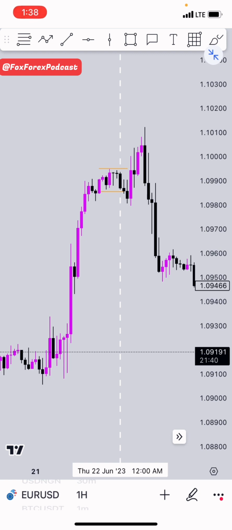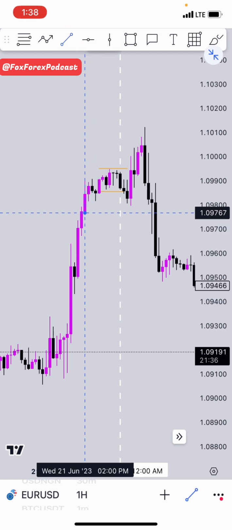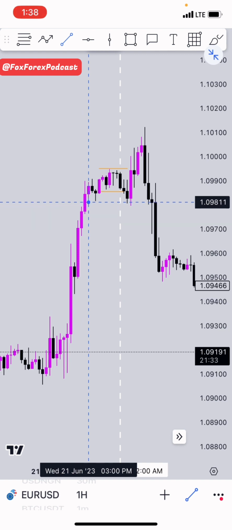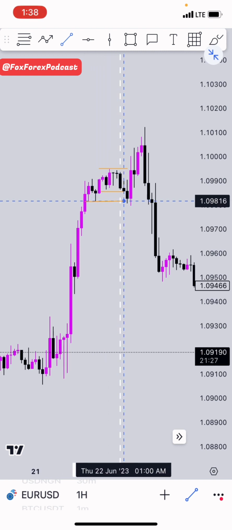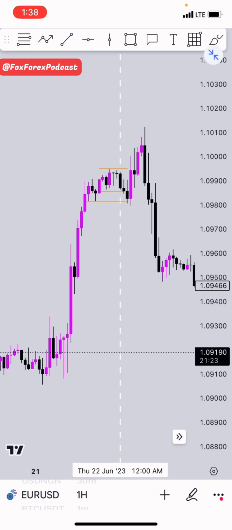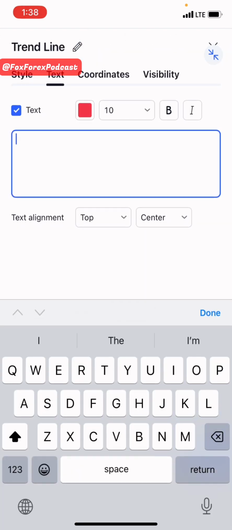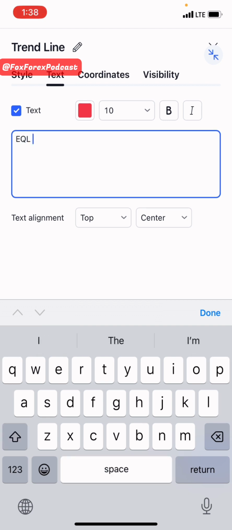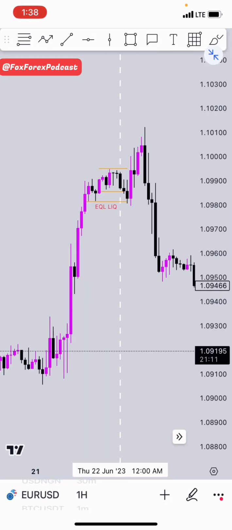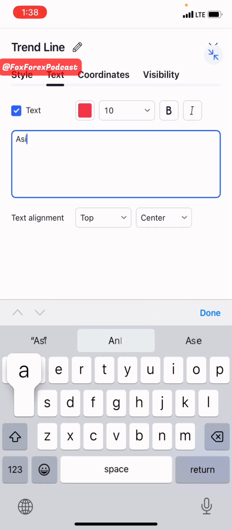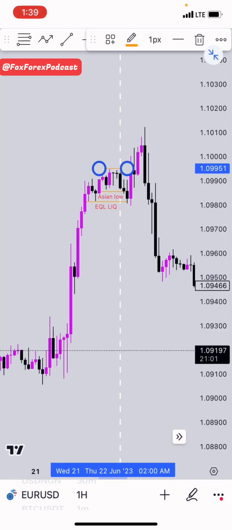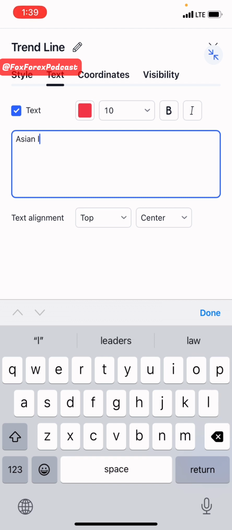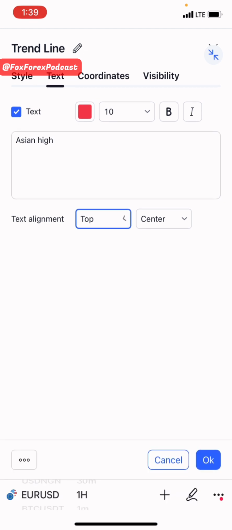So now, below Asia, we had liquidity. I told you we'll always show you every liquidity in the market. So we had equal lows here below Asia. That was liquidity that the market will always draw to and take out. So this is equal lows, liquidity, and this is Asia low, just to indicate it for you so that you can see. This is Asia high, top.